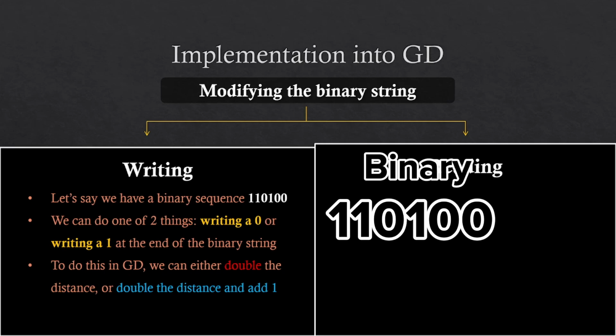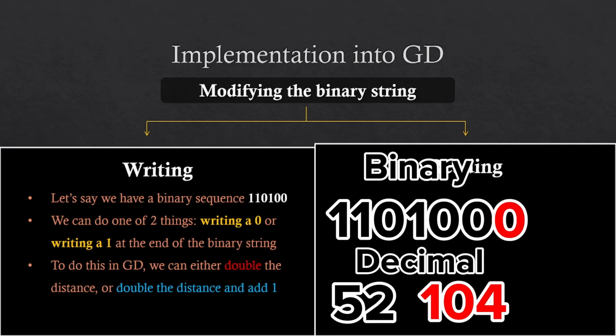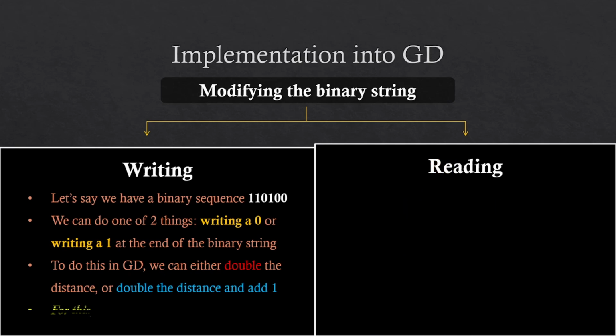What does this mean? Well, first we have to translate this binary string into a decimal number. If we double that decimal number, an extra 0 will get added. Now, if we were to double the decimal number and add 1, we would add a 1 at the end of the sequence. That means basically applying a new term. For this, we need an exponent counter.